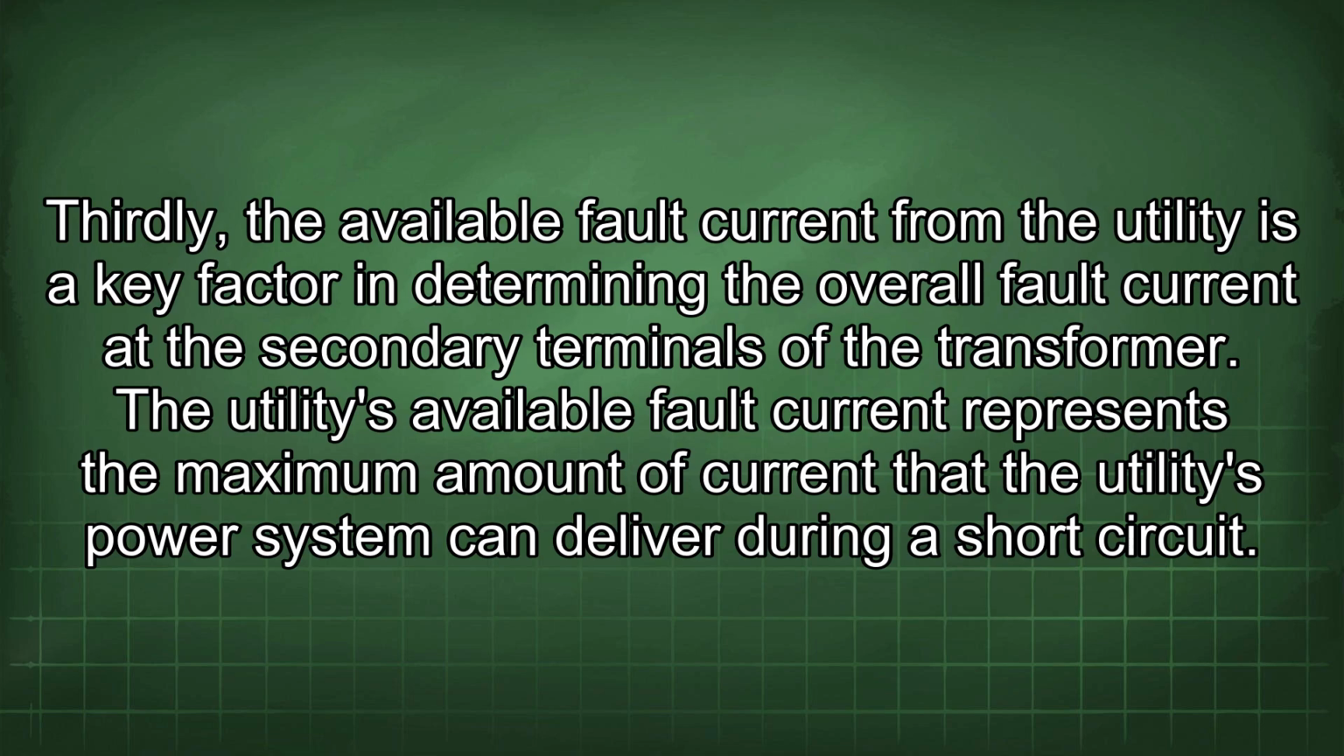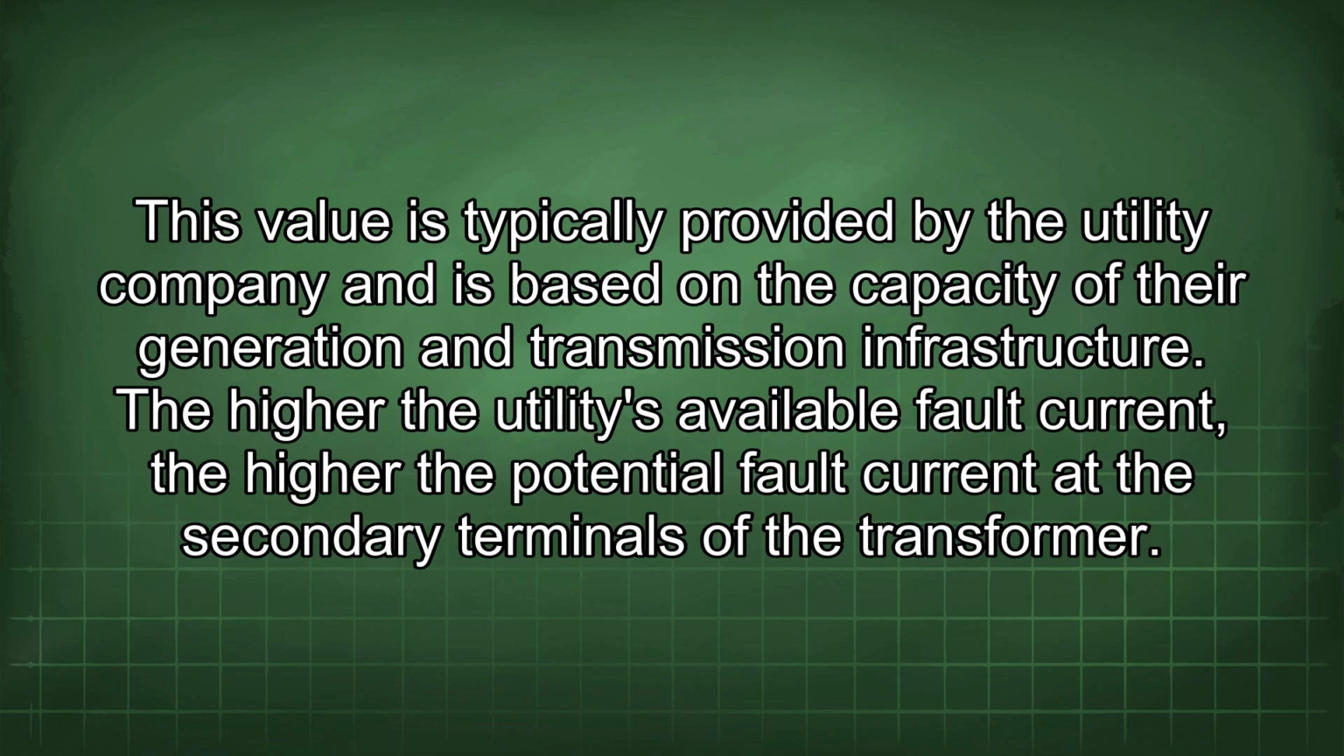Thirdly, the available fault current from the utility is a key factor in determining the overall fault current at the secondary terminals of the transformer. The utility's available fault current represents the maximum amount of current that the utility's power system can deliver during a short circuit. This value is typically provided by the utility company and is based on the capacity of their generation and transmission infrastructure. The higher the utility's available fault current, the higher the potential fault current at the secondary terminals of the transformer.